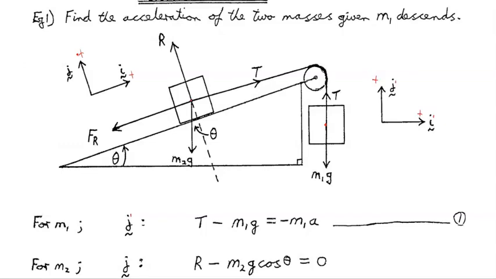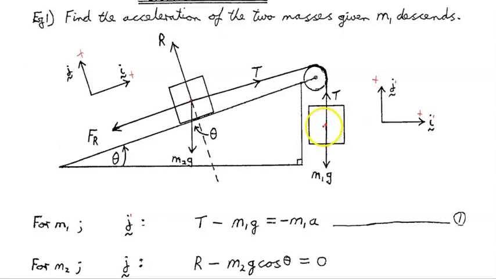For M1, then in the vertical direction we have plus T, and the weight force is acting in the negative J prime direction, so minus M1G. We're told that M1 descends, so we can say that the net force must be down. If there's to be an acceleration here, then the net force must be down.